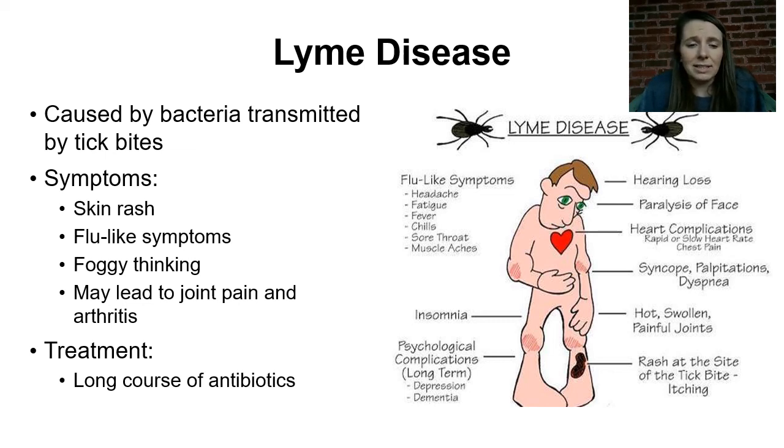And the way that you treat Lyme disease is just antibiotics for a very, very long time. It's a very long course of antibiotics. And so this little picture is just showing some of the common features of Lyme disease, like hearing loss, paralysis, some heart issues, syncope, which is fainting, and palpitations, which is your heart fluttering. Dyspnea is feeling out of breath, hot and swollen and painful joints, also having a rash at wherever the tick bite is.